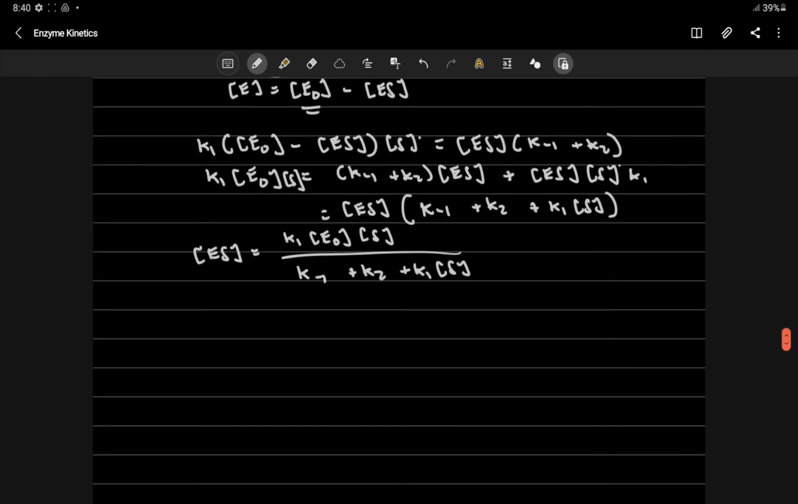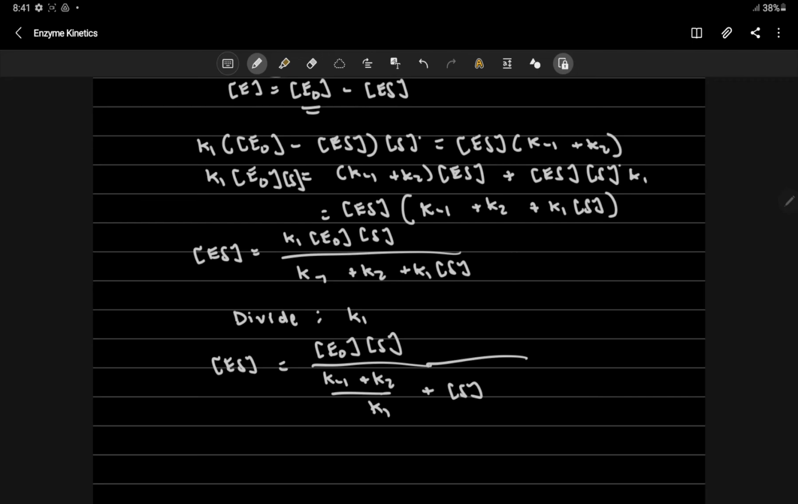Now, what I will do next is divide the numerator and denominator by K1. I don't have to do that on the left-hand side, since this is done to both numerator and denominator. So the enzyme substrate complex concentration loses K1 in the numerator. Where does it go? It goes to the denominator. So, it becomes K minus 1 plus K2 over K1 plus substrate concentration.